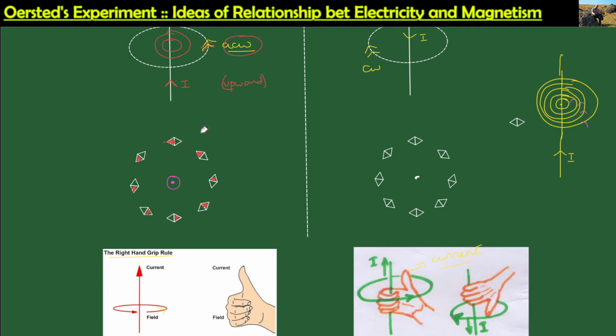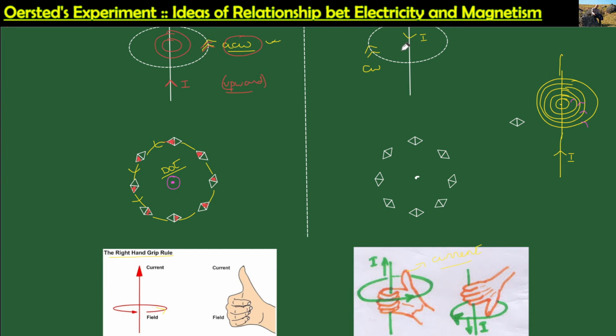So if the current is moving upwards, that means this will be the direction of your magnetic field line, anti-clockwise. That is why it is anti-clockwise. So how is it represented? When the current is moving perpendicular and upwards, we represent it by a dot.